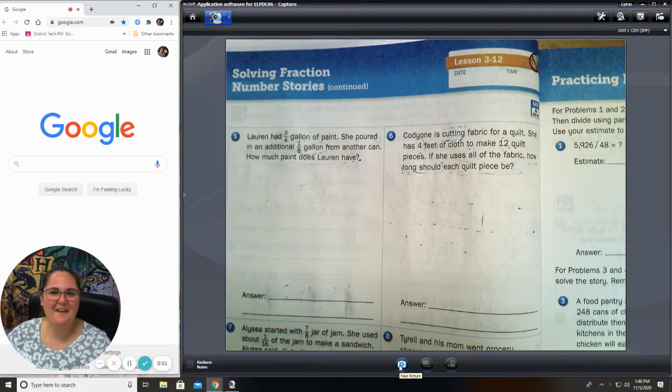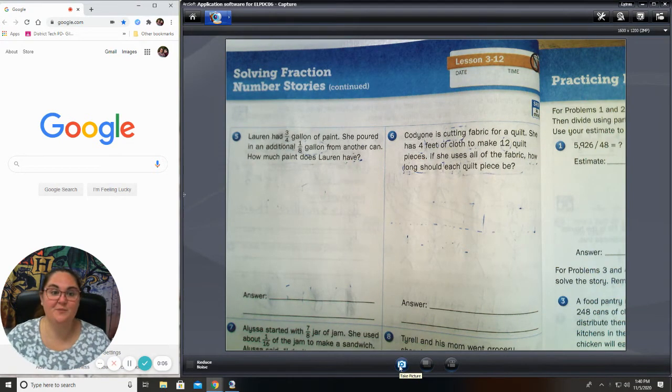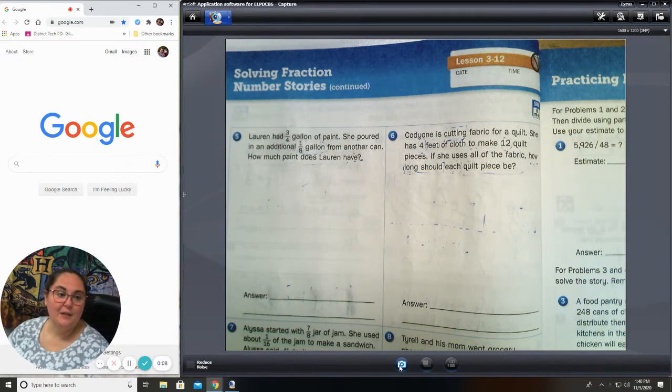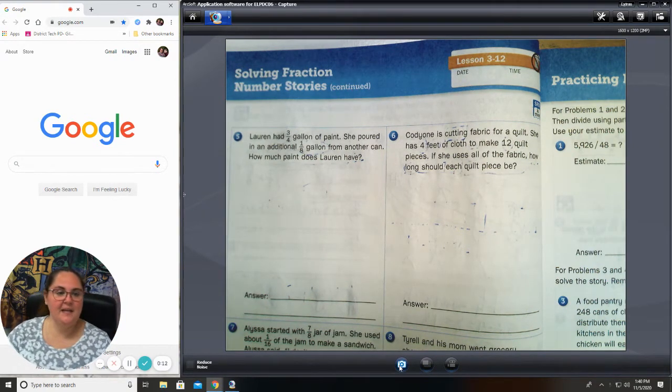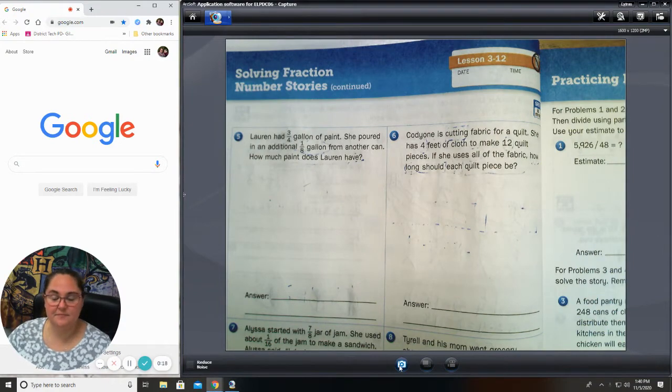Welcome back to the second half of lesson 312. All right, so we're going to do some more story problems. Here we go. Lauren had 3/4 of a gallon of paint. She poured in an additional 1/8 gallon from another can. How much paint does Lauren have?